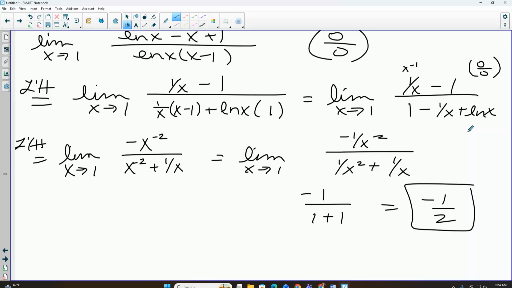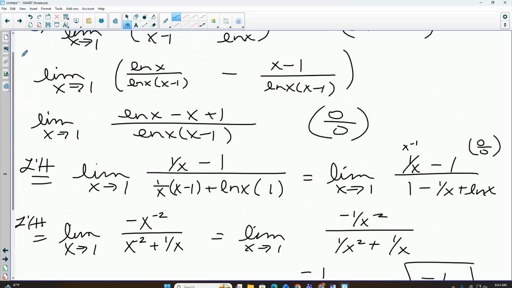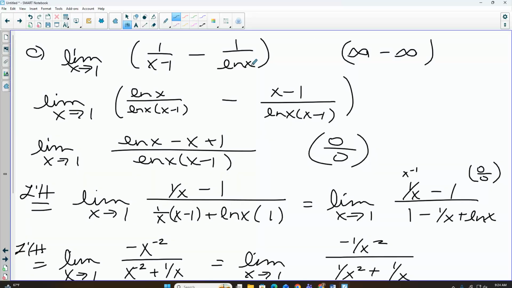Where did the natural logs go? When the original problem had the natural log in it. What about like the first? Oh, I got a common denominator. I took this fraction by natural log x on top and bottom, and this one by x on top and bottom. Other questions?